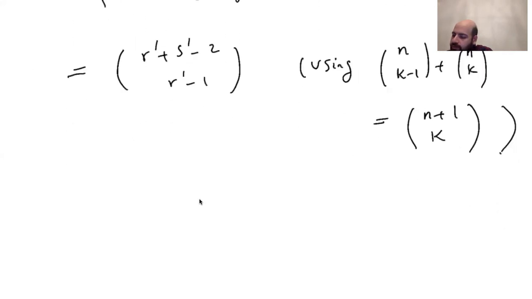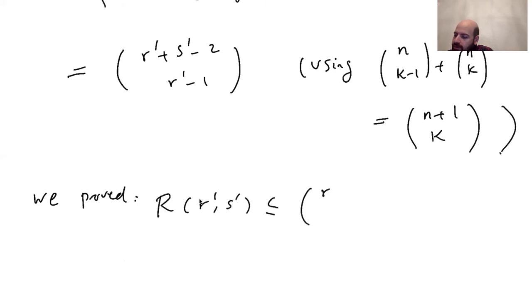So we proved capital R of r prime and s prime is less than or equal to r prime plus s prime minus 2, choose r prime minus 1, which is exactly what we wanted.